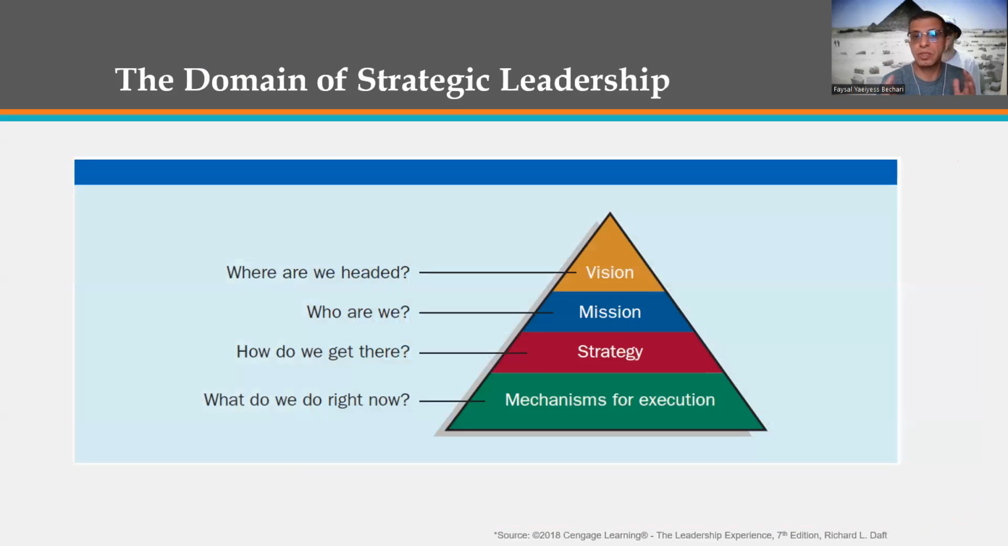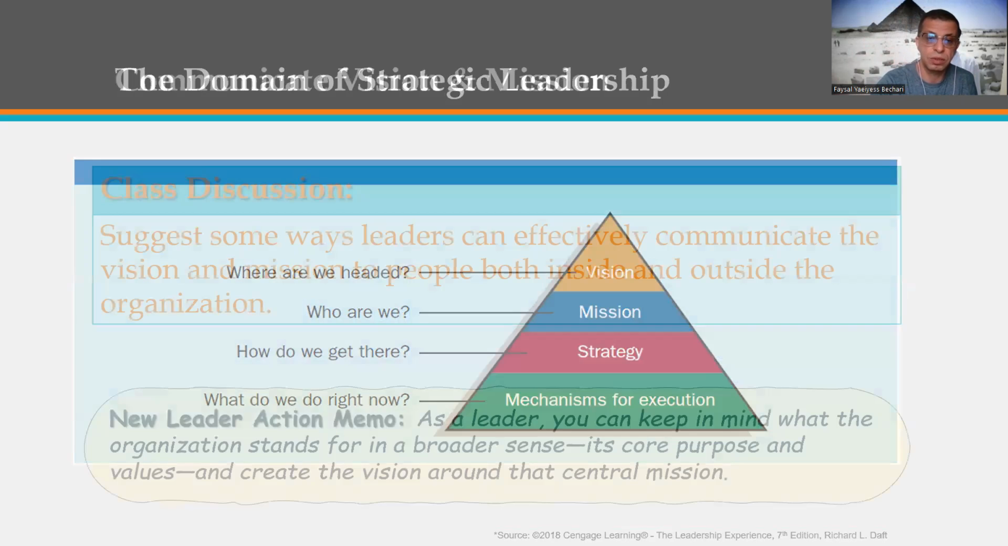The dimensions of strategic leadership start with the vision: where are we headed? And the mission: who are we? Then we get to the strategy, the third part: how do we get there? And the last is the mechanism for execution: what do we do right now? These are the four levels. You start from vision, mission, strategy, and mechanism for execution.